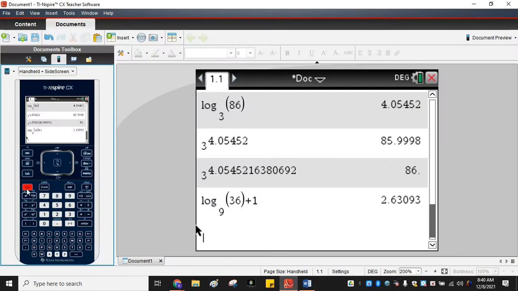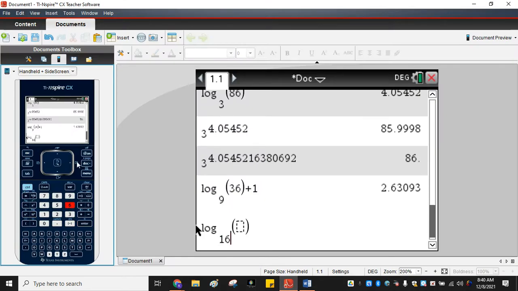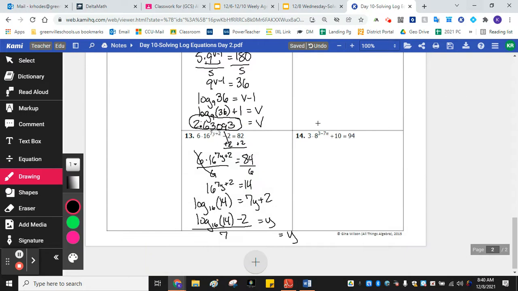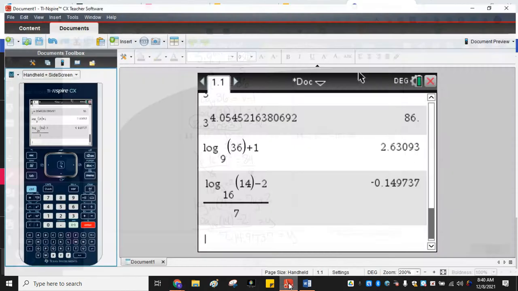I type it in. Log base 16 of 14 minus 2, all divided by 7. Negative 14.9737. I put that decimal in the wrong place.